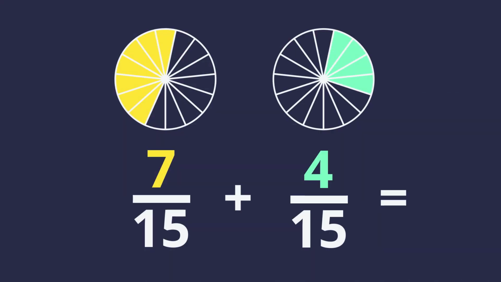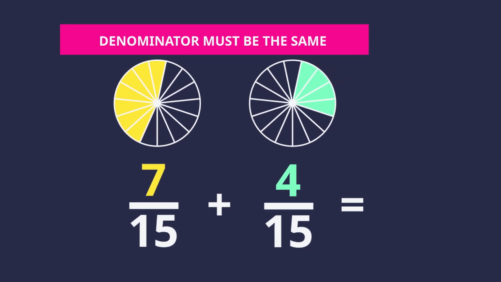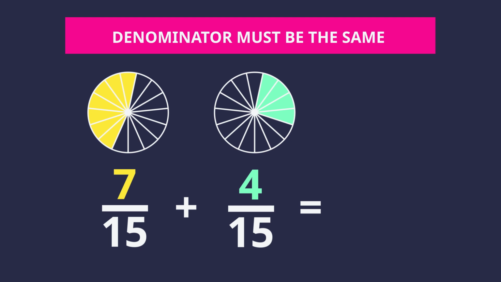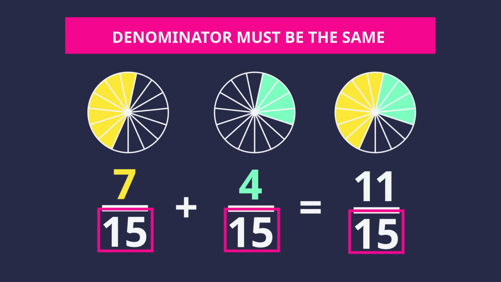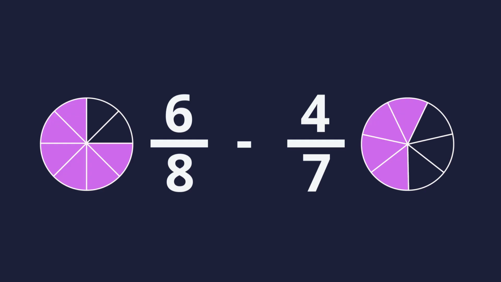Now that we have that out of the way, there is one important rule to remember when adding and subtracting fractions. To add or subtract, the denominator must be the same. For example, if we have the fractions 7/15 plus 4/15, we can add the numerators because the denominators are the same, and the answer will be 12/15. However, if we take the fraction 6/8 minus 4/7, we cannot subtract the fractions because of the unlike denominators.